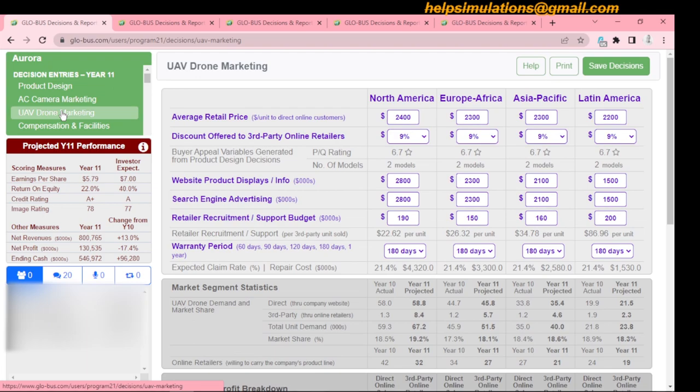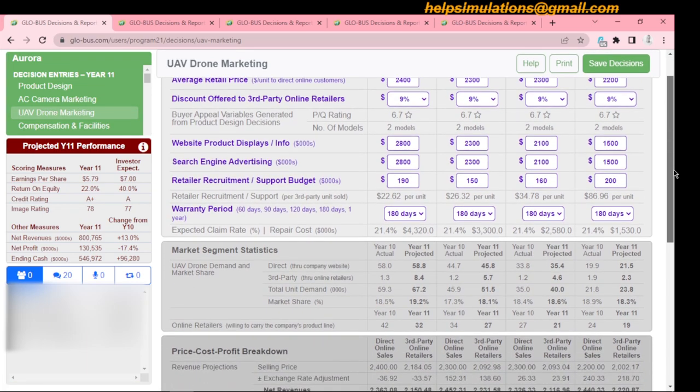So let's move to our next page, the UAV drone marketing page. For the UAV drone marketing page, I think we'll still run the warranty period to almost 180 days. I don't think we'll change that, but I'll have to increase the retailer recruitment budget, because I always want to spend almost about $100 for every third party unit spent. So we can increase this up to maybe, let's say 1490. We'll increase this to about 1050. Let's increase this to about 860. I think that's a fine figure.